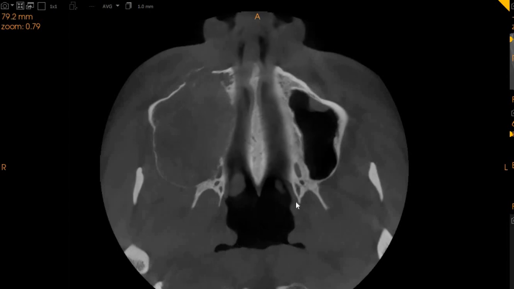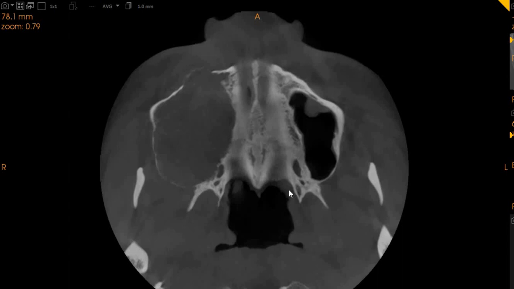Also of note, this does not have any impacted teeth, so we can't categorize this as a dentigerous cyst or an odontogenic keratocyst because they're usually associated with impacted teeth. It could be a myxoma, it could be an osteosarcoma, a fibrous dysplasia lesion, or an aneurysmal bone cyst, but a histopathological evaluation is definitely needed.